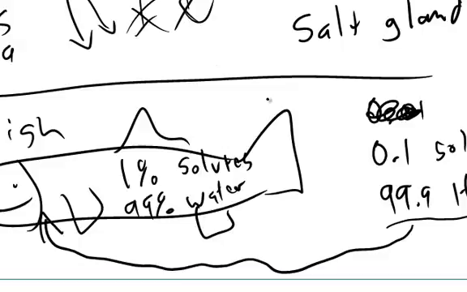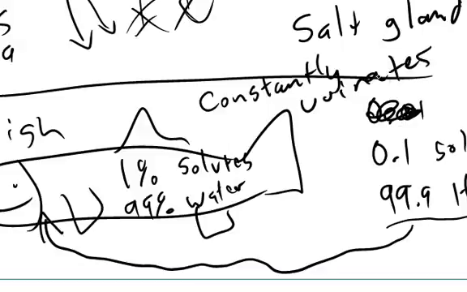This fish emits a constant stream of dilute urine, constantly urinates. And so if you look at the fish in the aquarium, those fish are almost always urinating, but it's a very dilute stream of urine. And this shows you how these terms apply to fishes in the real world. And that's going to conclude our discussion of osmosis.